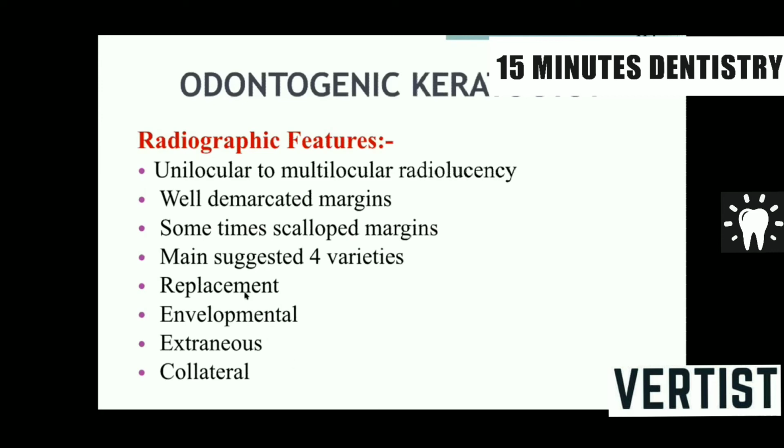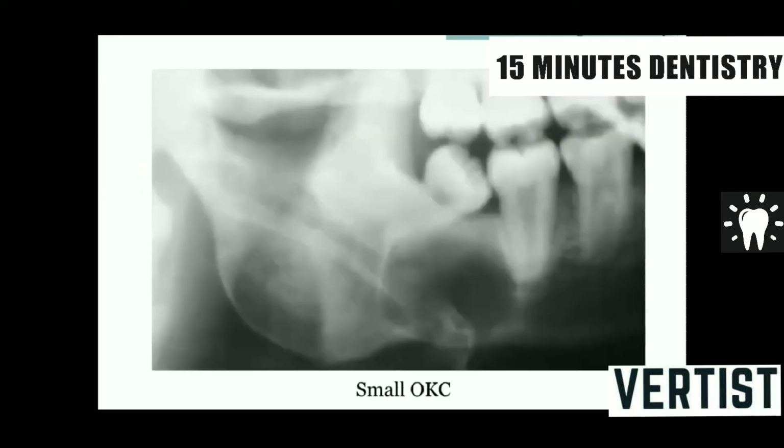Radiographic variants of this cyst are replacemental: when the tooth is missing and in place of the tooth the cyst develops, it is called replacemental type. Envelopmental type is the cyst which envelops the erupting tooth. Extraneous type of OKC develops in the ascending ramus, that is out of the tooth bearing area, and collateral odontogenic keratocyst develops between the roots of adjacent teeth. That's why it is called collateral.